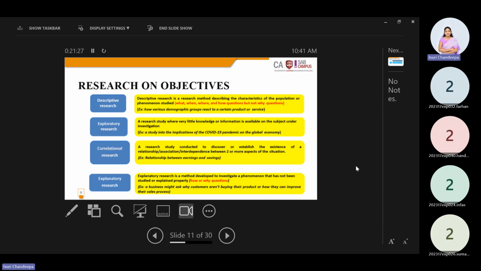Is there any impact of the green innovations on the environmental performance of the banks? Whether there is a relationship, whether there is an impact. Is there a relationship between dividend policy and the firm value? Based on the dividend policy, it is impacting the firm value. We are going to check the relationship. Is there a relationship between corporate governance policies and the firm performance? A correlation research.